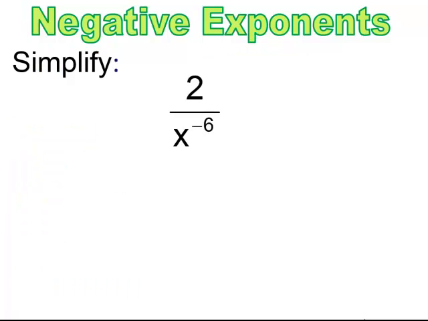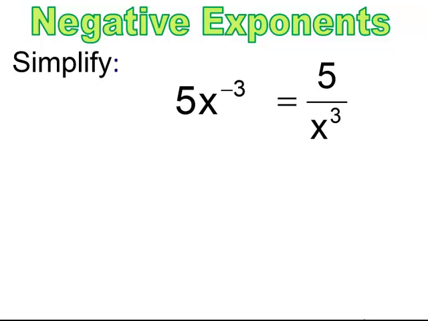Pause and try. So in this case, you see you get 2x to the 6th. Pause and try. In this case, you end up getting 5 over x to the 3rd.